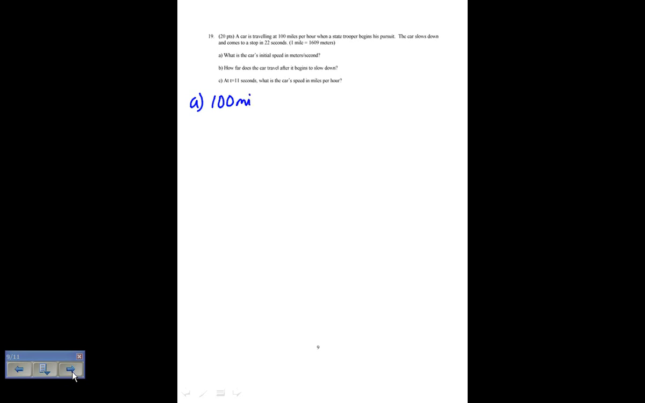Now, a car is traveling at 100 miles per hour when a state trooper begins pursuit. The car slows down and comes to a stop in 22 seconds. What is the car's initial speed in meters per second? This is just simple conversion.